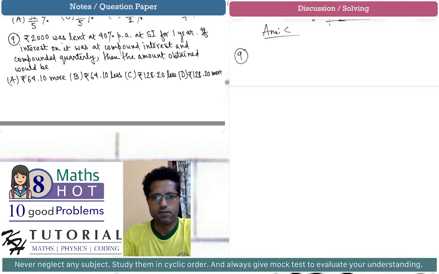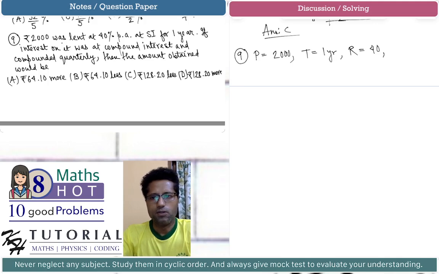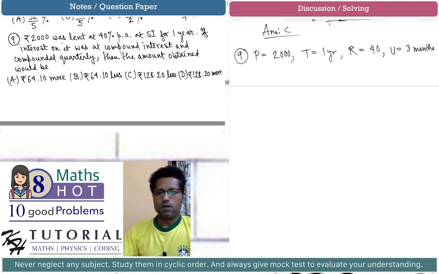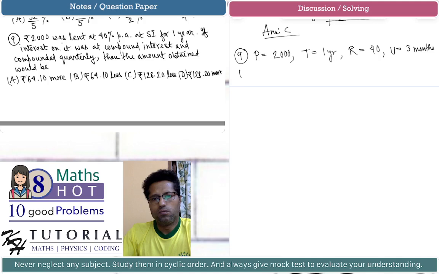So basically it has given that P is equal to 2000, T is equal to 1 year, the rate is given as 40, and u, since the interest is compounded quarterly, u is 3 months. We have to find the amount. Now we have to first find what is r dash.